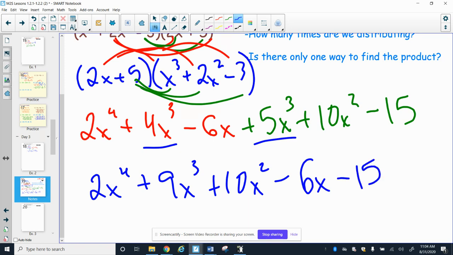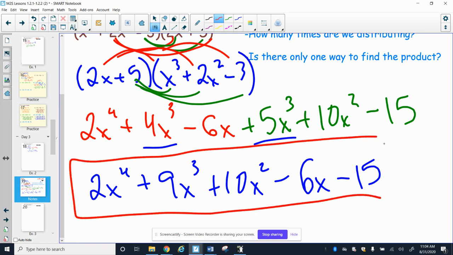Okay. Notice when we combine the like terms, we look for the highest degree exponent first, right? So we look for 4s first, then 3s, then 2s, then x's, then just numbers. Because that saved us a step of having to rewrite at the end. Okay, so that would be our simplified expression.